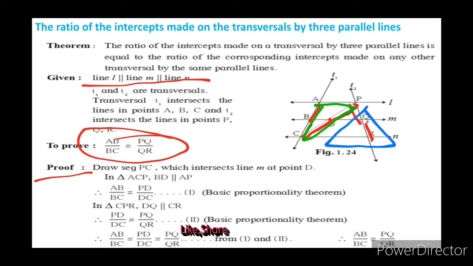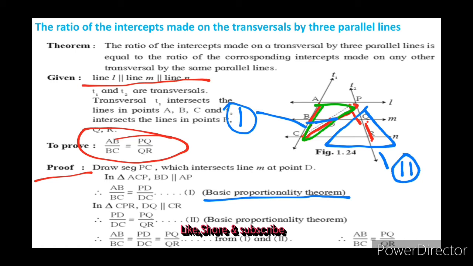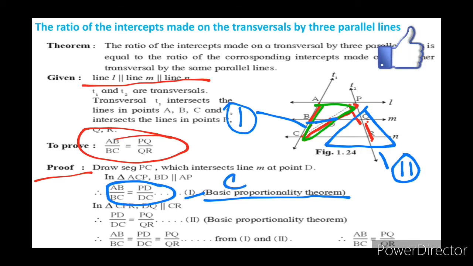Firstly we will apply the basic proportionality theorem to triangle 1 and then we will apply it to triangle 2. So let's apply on the first triangle. In triangle ACP, ये जो आपका ACP triangle है इसमें BD क्या रहेगी इसकी, parallel to AP. So by basic proportionality theorem we can say that AB upon BC equal to PD upon DC. We can say that, given as equation number 1.